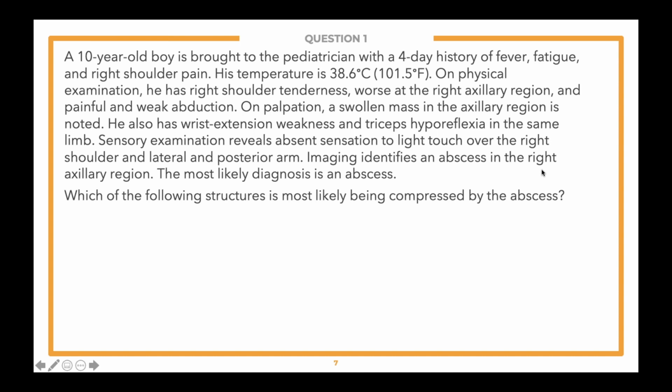The most likely diagnosis is an abscess. Which of the following structures is most likely being compressed by the abscess?